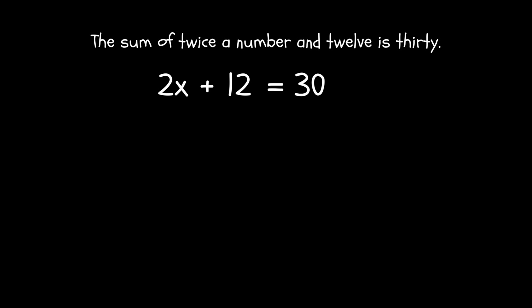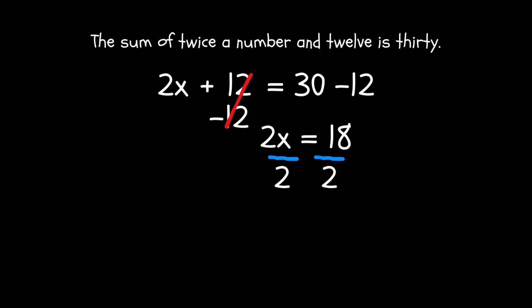Let's subtract 12 on both sides. We will have 2x equals 18. Now, let's divide both sides by 2. The 2's will cancel, and 18 divided by 2, that is x equals 9.